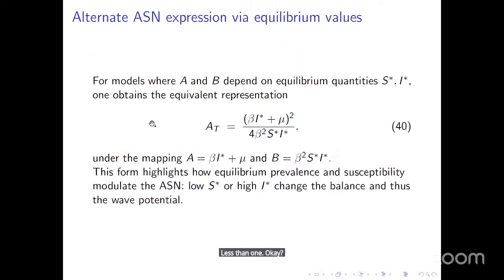Okay. And then for the model where A and B depend on equilibrium quantities, let's say the endemic equilibrium, one obtains the relevant representation, which is given by that. So remember the equilibrium points we had for the SIR case. So this will be the Atangana strength number. It will be under this mapping where A is beta I plus mu and B is beta squared S I. So this form highlights how equilibrium prevalence and susceptibility modulate the Atangana strength number. So if we have a low S or a high I, that changes the balance, and thus we have a wave potential.